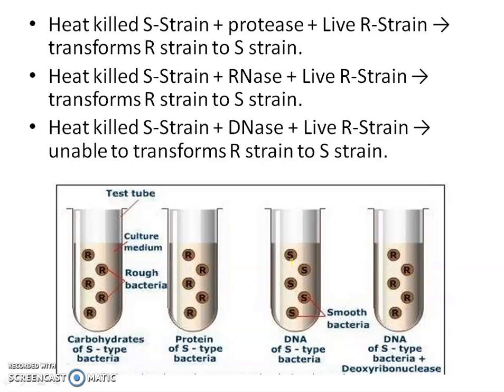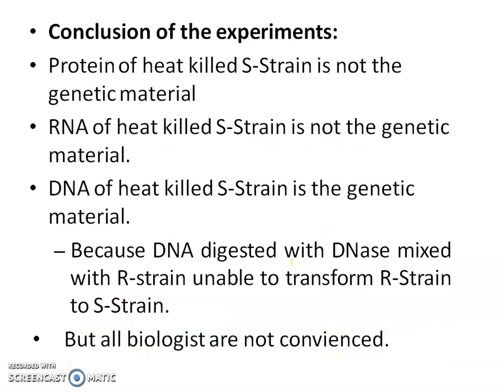These 3 experiments he conducted, and their conclusion was that the protein of the heat-killed S strain is not the genetic material. Even the RNA is not the genetic material. DNA was the genetic material, because DNA digested with DNase and mixed with the R strain was unable to transform the R strain to S strain. So I hope you understood this experiment, but all the biologists were not convinced.